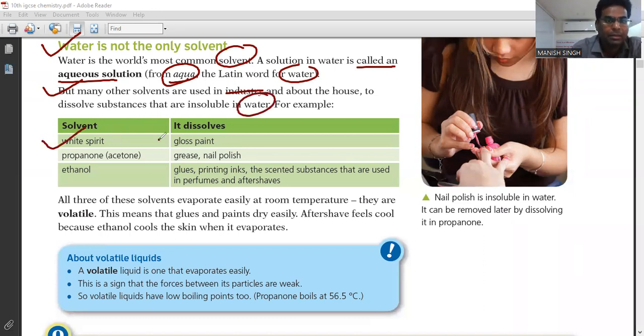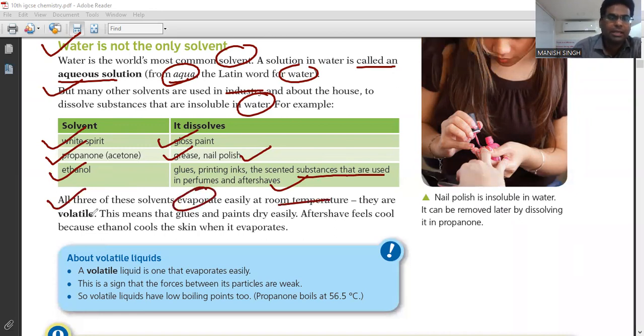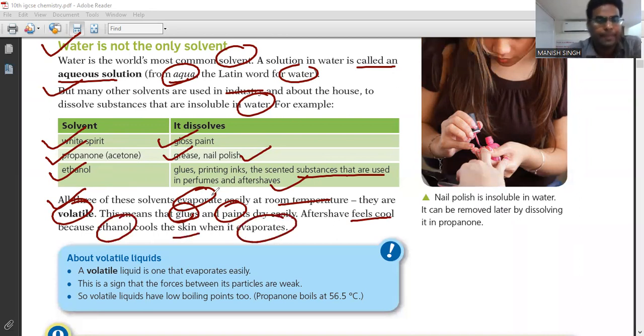White spirit, propanol, acetone, and ethanol dissolve gloss paint, grease, nail polish, glue, and printing ink. The scented substances used in perfume and aftershave are also solvents. All three of these solvents evaporate easily at room temperature. They are volatile. That means that glue and paints dry easily. Aftershave feels cool because ethanol cools the skin when it evaporates.